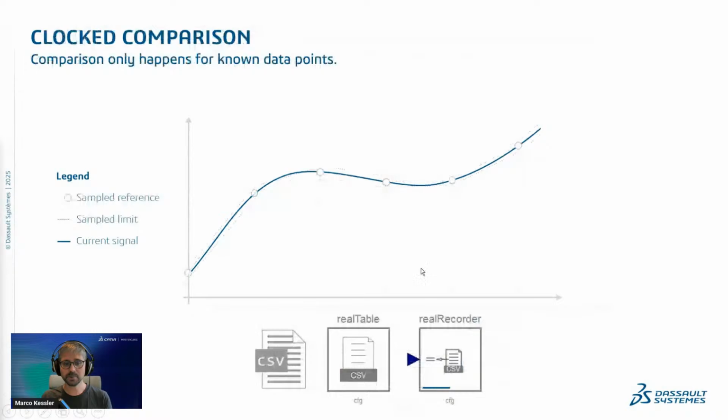Therefore, we implemented this new table block, which allows you to store values to a CSV file, and the value must be clocked. That's the whole idea behind that. So we have this clock ticking, and whenever the clock ticks, we store a value. And the benefit is now, when we compare against this recording, we will just check when we have those known values. So when the clock is not ticking, we are not comparing. Therefore, we have no issues with interpolation.